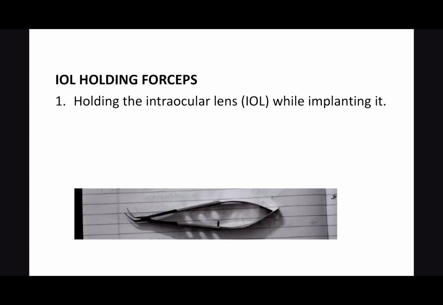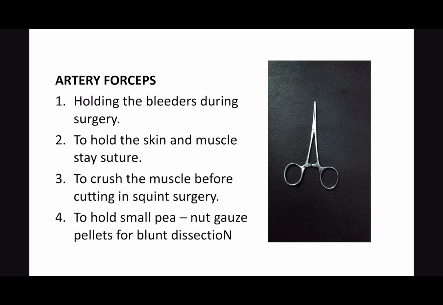This is also an exceptional instrument, as it is the IOL holding forceps. It looks like a scissor but is a forceps and is used to hold the intraocular lens. This is very similar to the chimta that we have in our household, holding the intraocular lens while implanting it. This looks like a normal scissor but it is not.